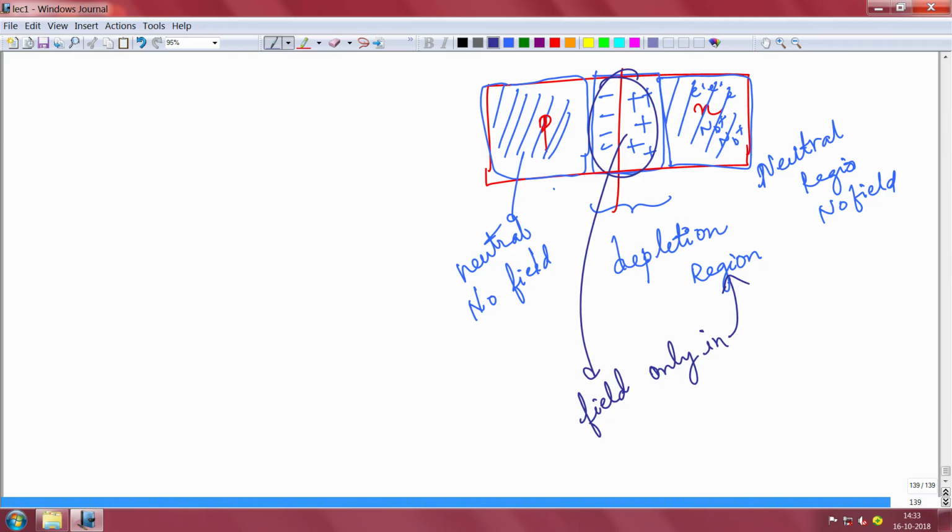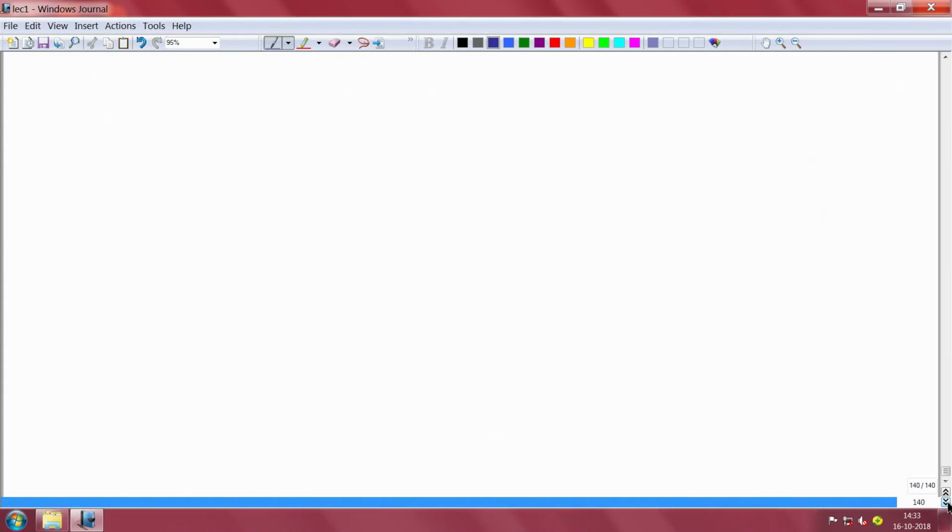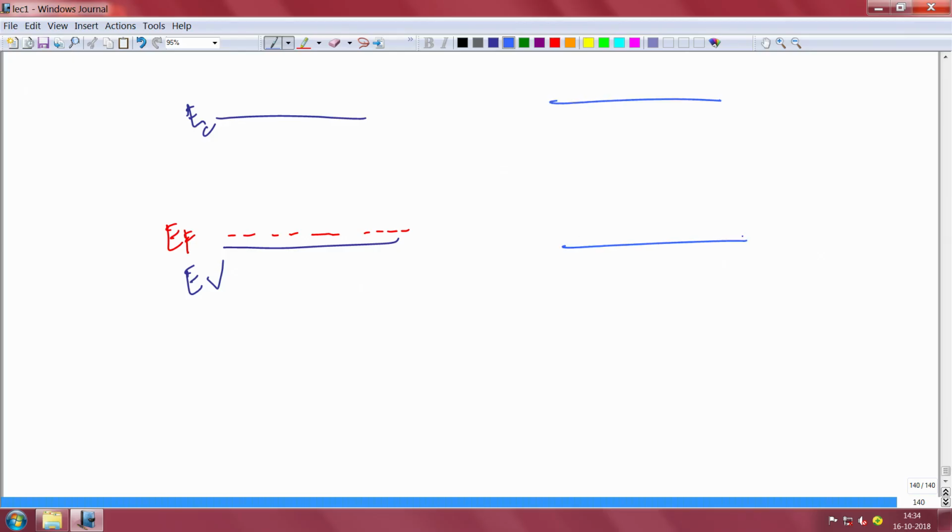So, how will the energy band diagram of this junction actually look like? Okay. So, you have a p-type semiconductor. So, suppose this is EC, this is valence band EV, and suppose the Fermi level, this is a p-type semiconductor, so Fermi level is here. Okay, this is your Fermi level. Okay. Now, this is your n-type semiconductor, conduction band, valence band, and this is the Fermi level.